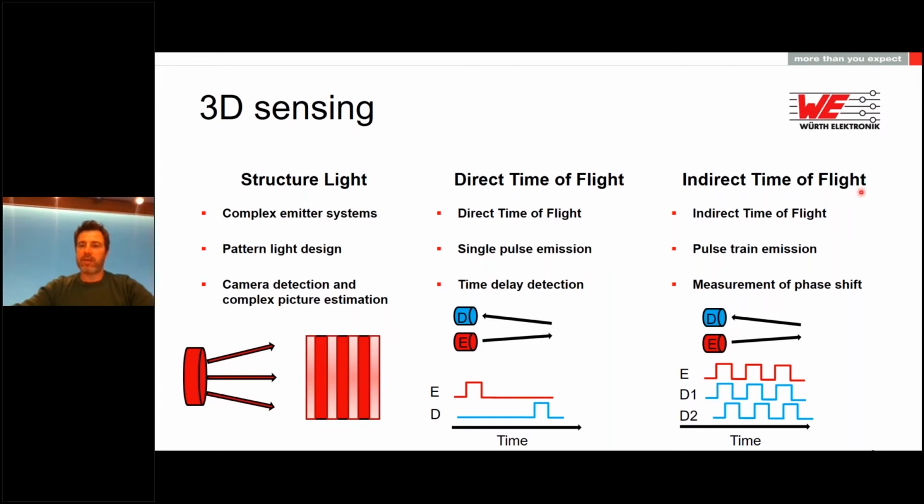The indirect time of flight, on the other side, uses a pulse train from the emitter, and then compares the phase shift or the delay in the detector. As you can see, detector 1 needs to detect the emission light directly at the emitter, and detector 2 can detect the light after it returns. And using this phase shift, one can measure the time delay.